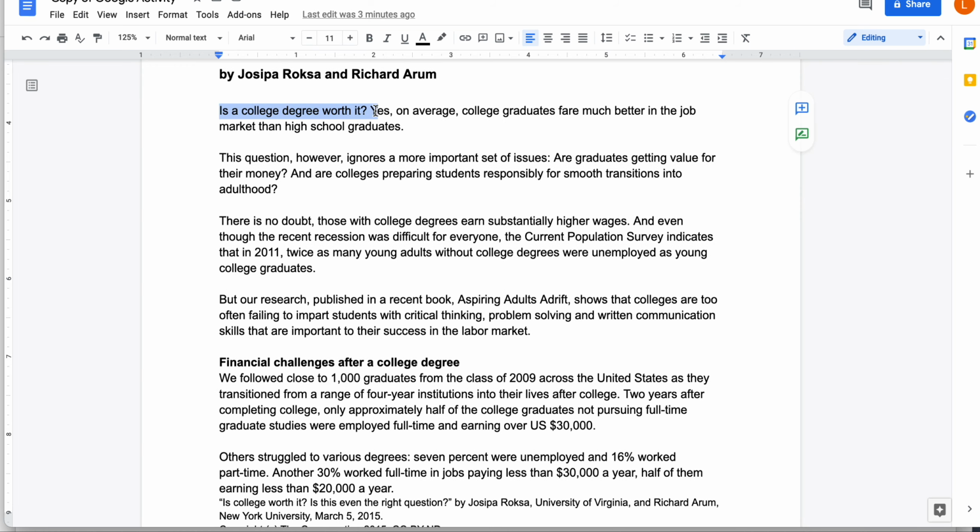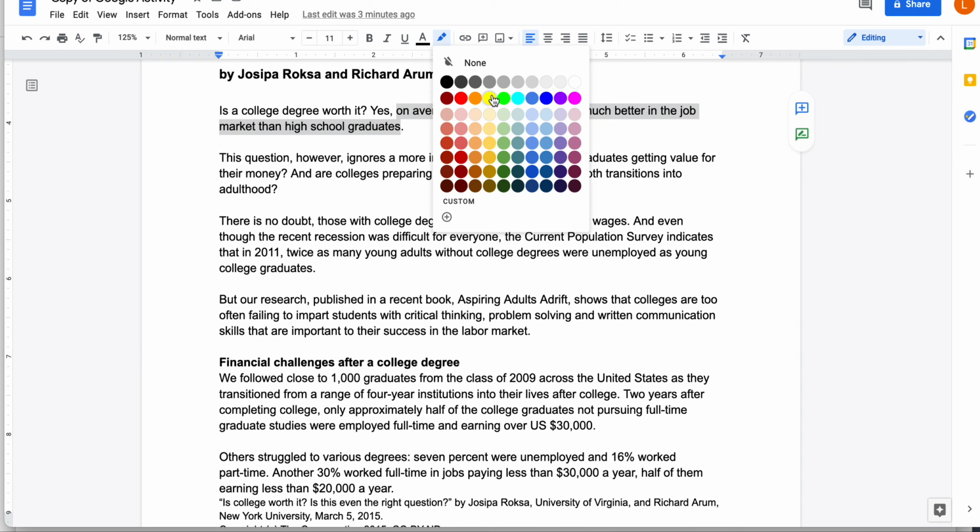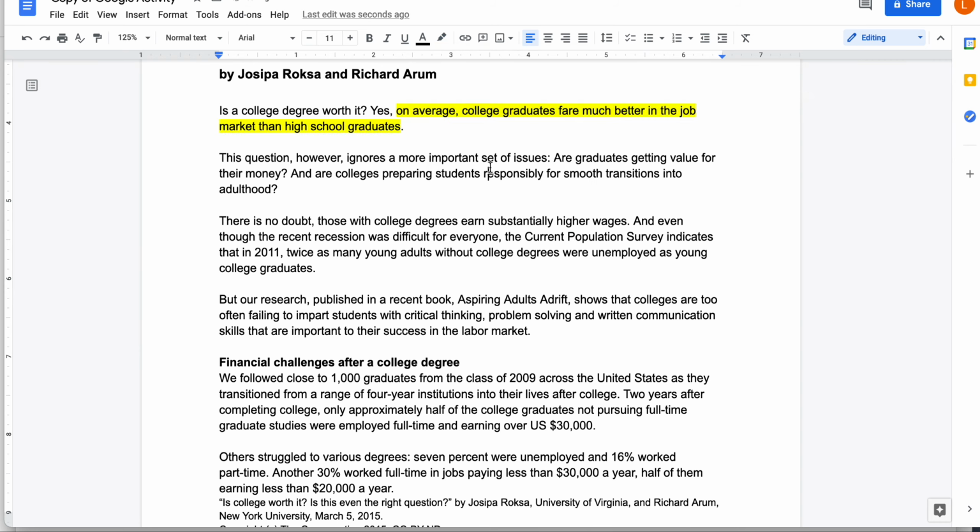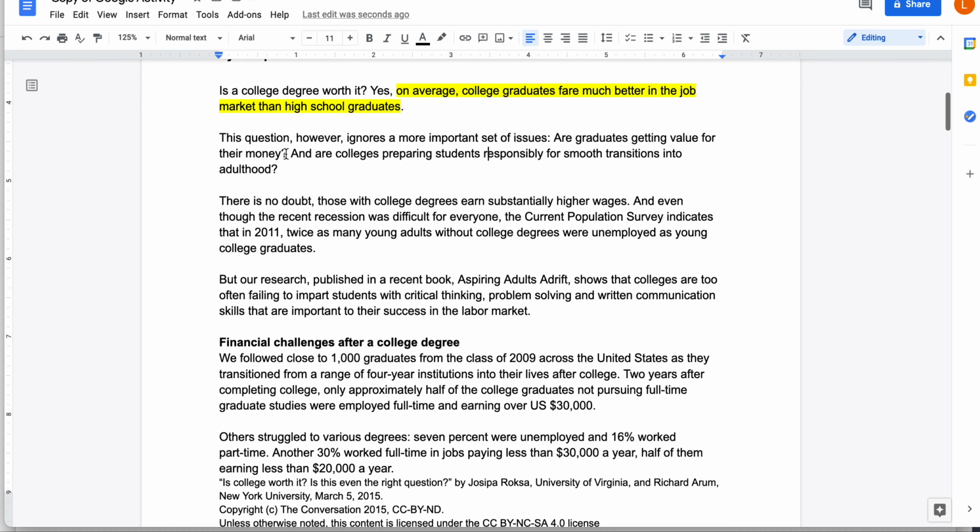Is a college degree worth it? Yes, on average, college graduates fare much better in the job market than high school graduates. So this could be a main idea, so I'm going to go ahead and highlight it. But then down here it says, "This question, however, ignores a more important set of issues." So that gives me a clue that this is actually not the main topic, because that word "however" clues me into the fact that this article is going to talk about something else. So I'm going to take that highlight off, actually.